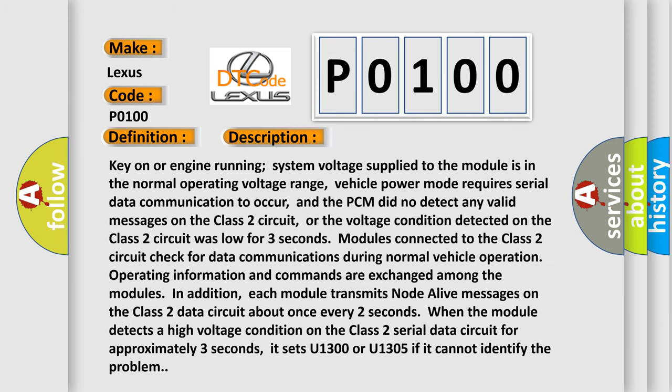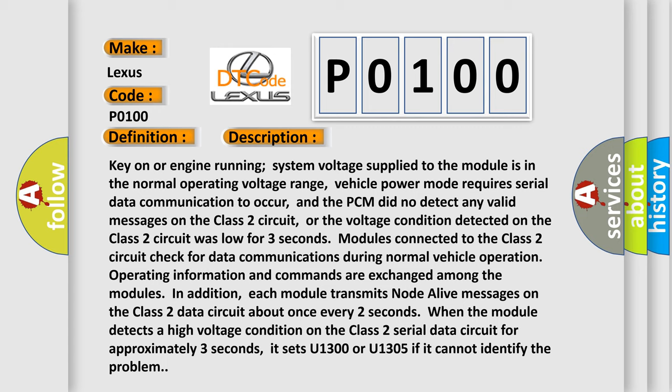Key on or engine running, system voltage supplied to the module is in the normal operating voltage range. Vehicle power mode requires serial data communication to occur, and the PCM did not detect any valid messages on the Class 2 circuit, or the voltage condition detected on the Class 2 circuit was low for 3 seconds. Modules connected to the Class 2 circuit check for data communications during normal vehicle operation. Operating information and commands are exchanged among the modules. In addition, each module transmits node-alive messages on the Class 2 data circuit about once every 2 seconds. When the module detects a high voltage condition on the Class 2 serial data circuit for approximately 3 seconds, it sets U1300 or U1305 if it cannot identify the problem.